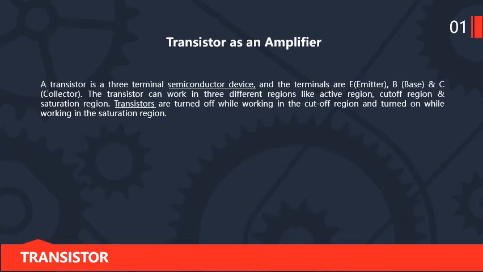So what is a transistor? A transistor is a 3-terminal semiconductor device, and the terminals are emitter, in short E, base, in short B, and collector, in short C. The transistor can work in 3 different regions: active region, cutoff region and saturation region. Transistors are turned off while working in the cutoff region and turned on while working in the saturation region.